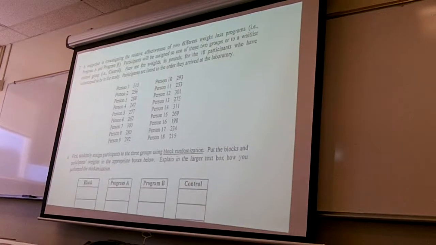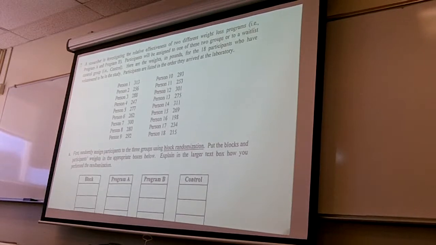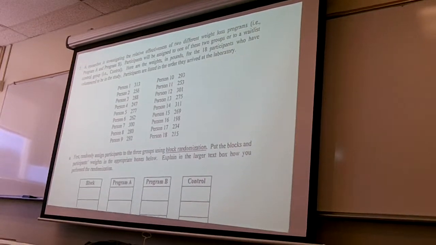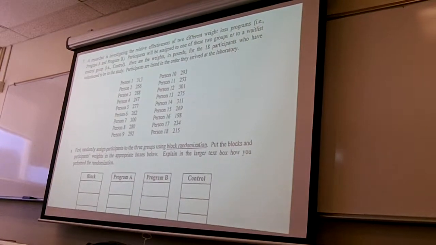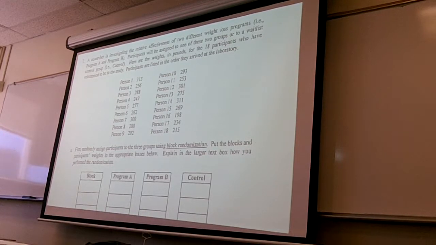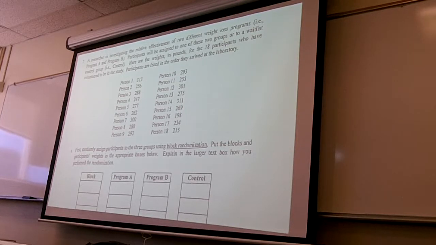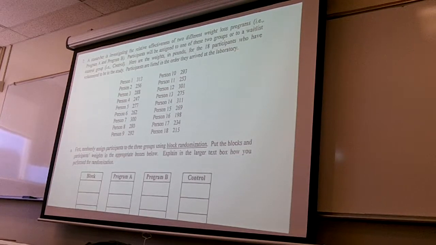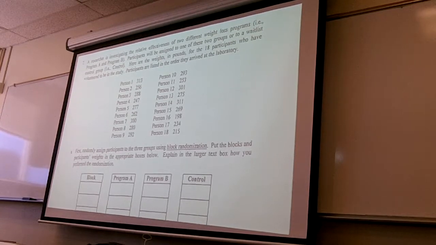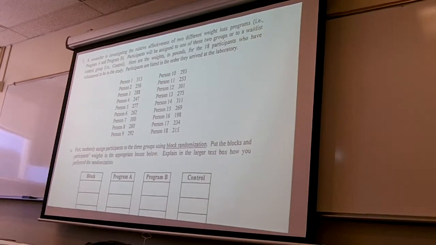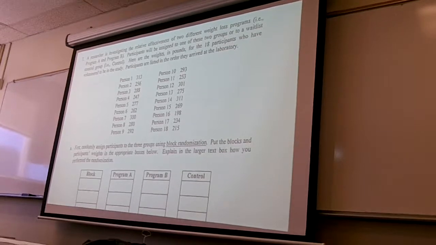Okay. All right, this may be the very last one we get to. We may not even get all the way through this one. We might have to start here next time. All right. A researcher is investigating the relative effectiveness of two different weight loss programs. We'll just call them Program A and Program B. Participants will be assigned to one of these two groups or to a wait list control group, which we'll just call the control.